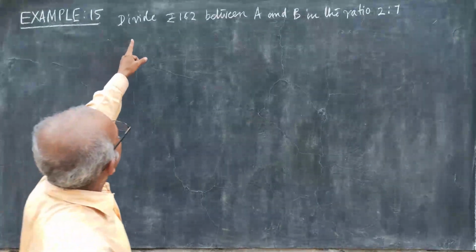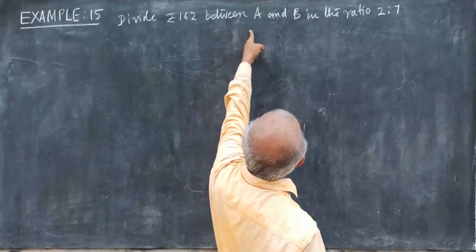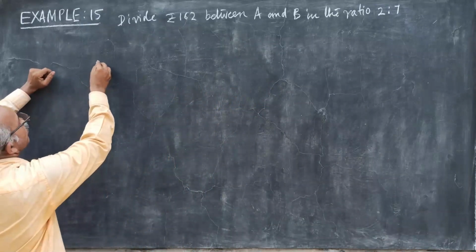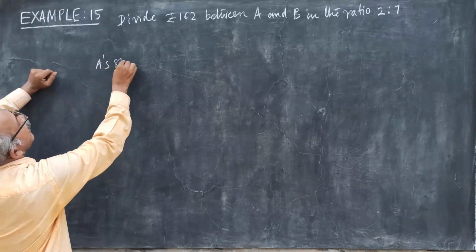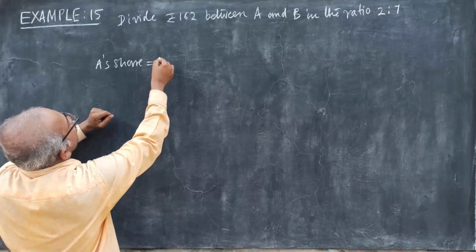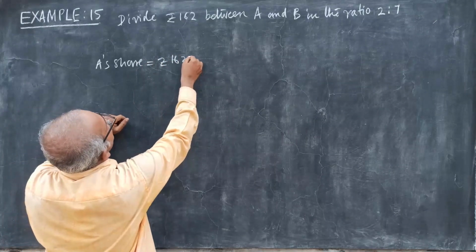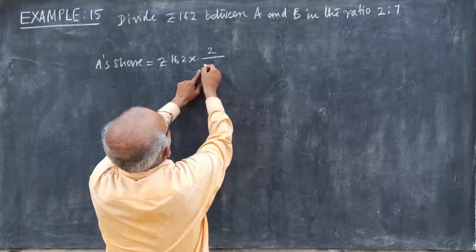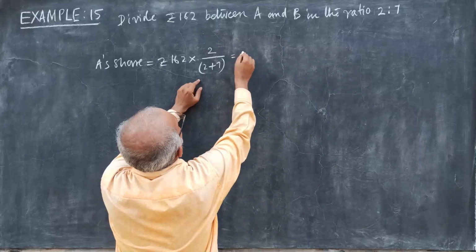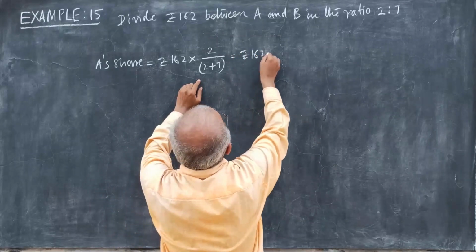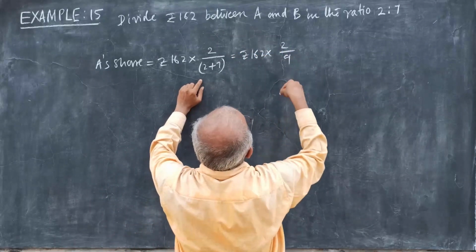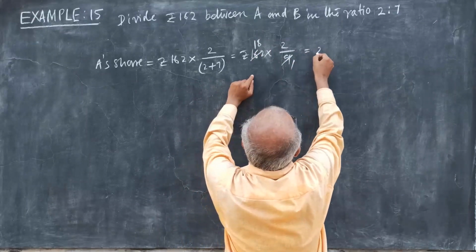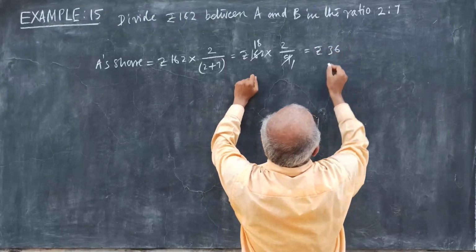Example 15. Divide rupees 162 between A and B in the ratio 2:7. Now, A's share is equal to rupees 162 into 2 divided by (2 plus 7), which is equal to rupees 162 into 2 by 9. So 9 ones are 9, 9 twos are 18. This is equal to rupees 18 into 2, that is 36.